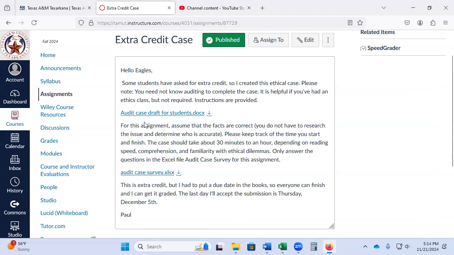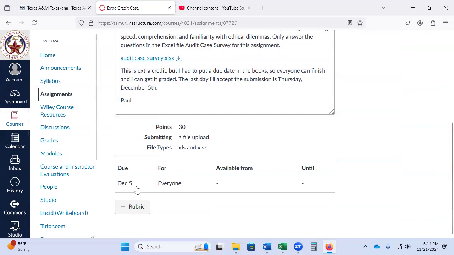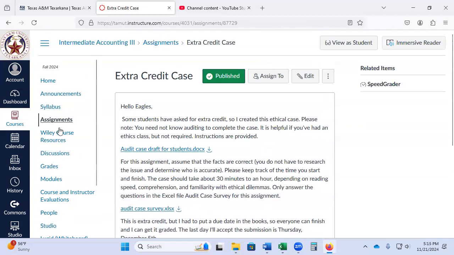So what you do is just open it up, read the draft, and then open this survey up, answer the questions, and upload it back into Canvas before December 5th if you want it. And it's 30 extra credit points. So it's essentially like an assignment. And again, that's strictly optional for you if you want to do it.